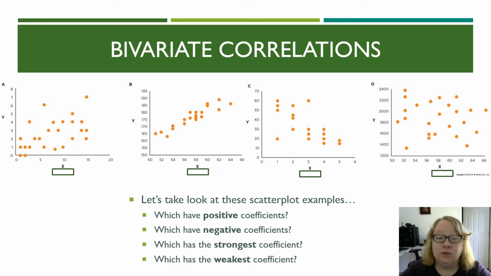All right, so which of these have positive coefficients? That would be A and B. That's because as x is going up, so is y. It's also going up in A and B. Which of these have negative coefficients? That would be C. So as x is going up, y is going down. You can just see that the direction of that line is reversed compared to the positive correlation. Which has the strongest coefficient? That would be B. And that's because the dots are closest to being in a straight line. They're the closest together.